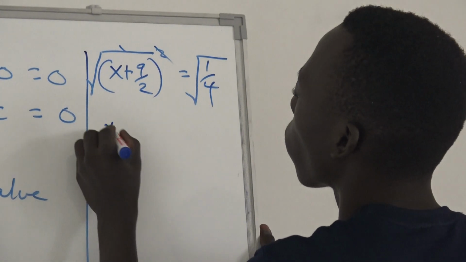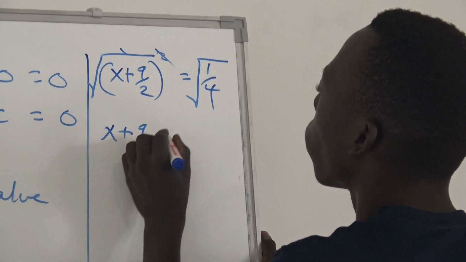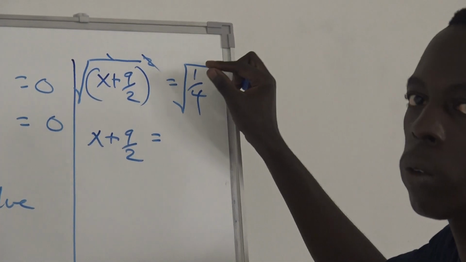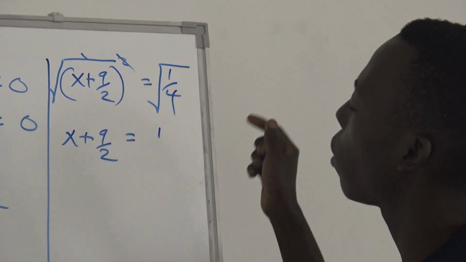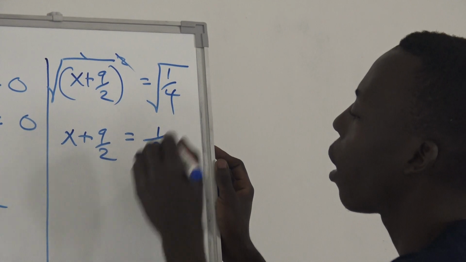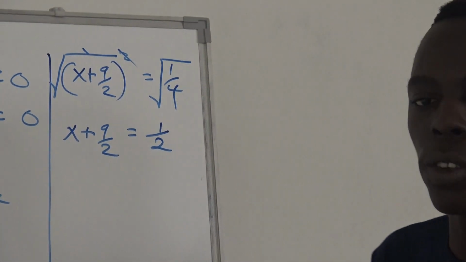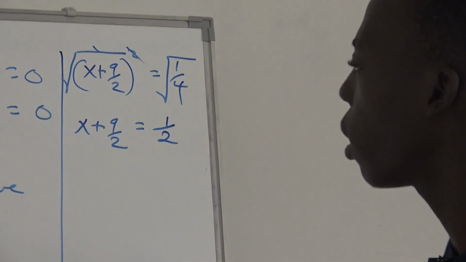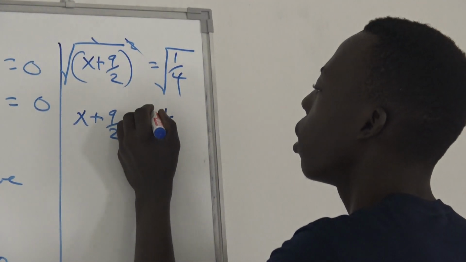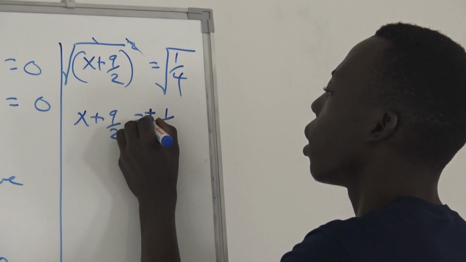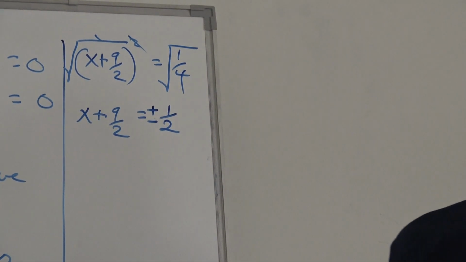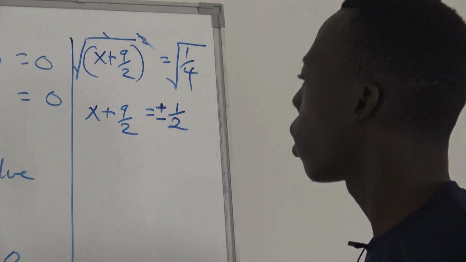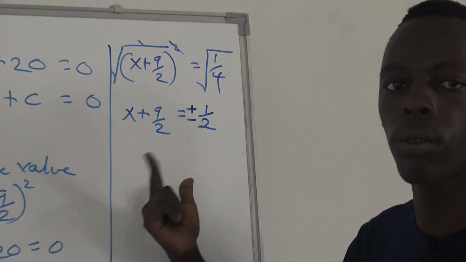So we remain with x plus 9 out of 2 to be equal to, take a root here. A root of 1 is the same as 1, and a root of 4 is the same as 2, so it will be a half. But also we say that a root of any value must be positive or negative. So you must also take note of this. So by doing this, you need to get now the two values.